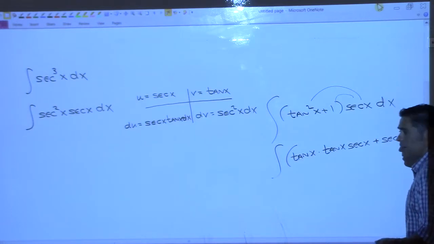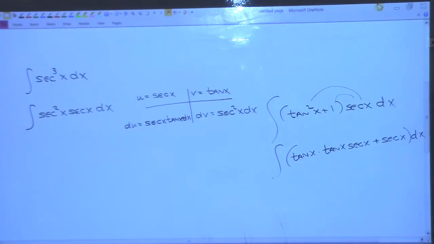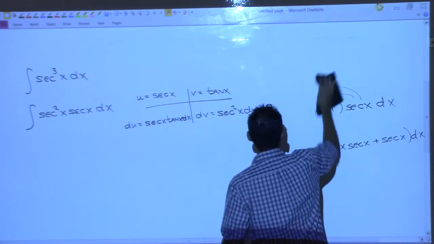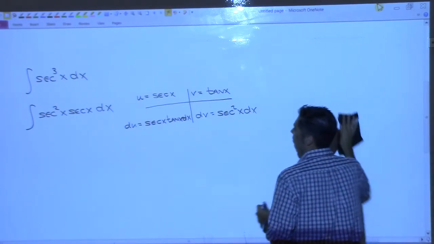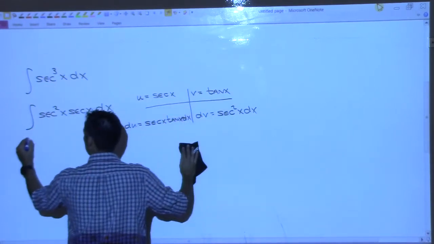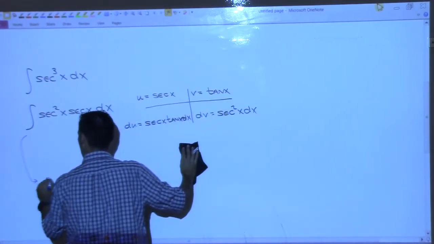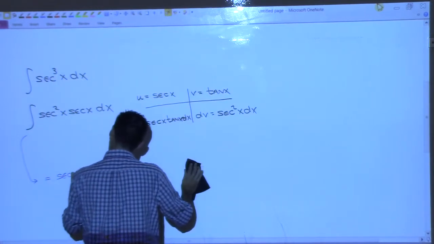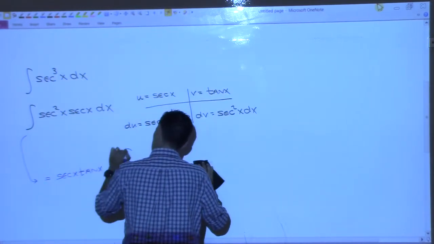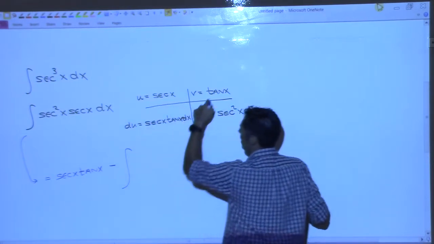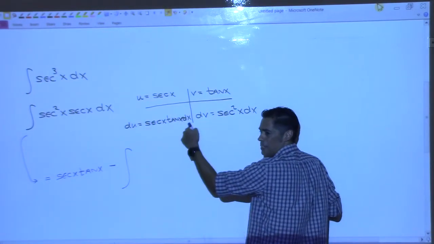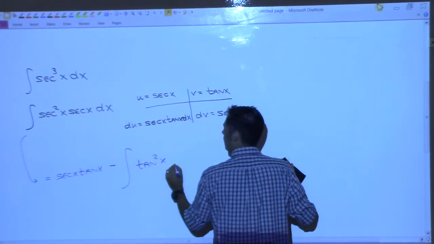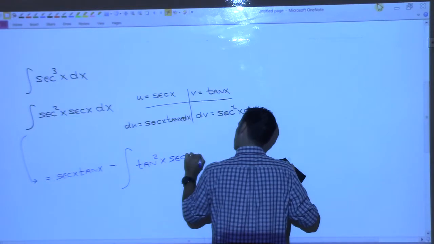Are you all following this? Let's just keep going, see what happens. What is the new integral going to be? Tangent x, minus integral of... Okay, so this right here is equal to u v, so secant x tangent x, minus integral of tangent x times secant x tangent x dx. So I'm going to write that as tangent squared x, right? Secant x dx.